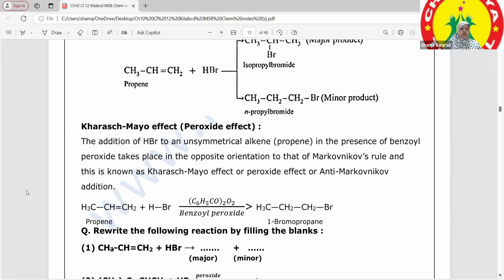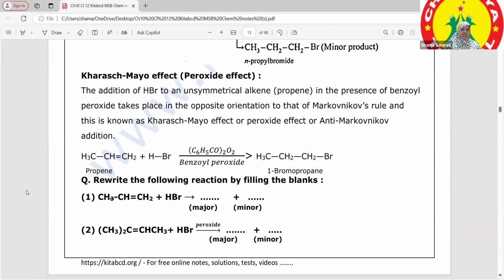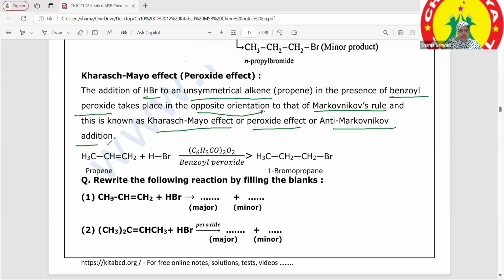Now see the next one, the Kharash-Mayo effect. What happens in this same example they have given? The Kharash-Mayo effect is also called the peroxide effect. In this case, the addition of HBr to the unsymmetrical alkene, propene, in the presence of benzoyl peroxide (either benzoyl peroxide or normal peroxide H2O2 is okay) takes place in opposite orientation to that of the Markovnikov rule. Hence, this is known as the Kharash-Mayo effect, peroxide effect, or anti-Markovnikov addition.